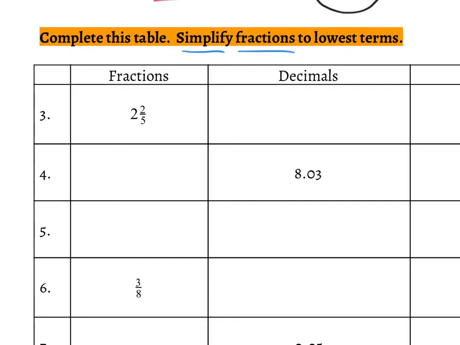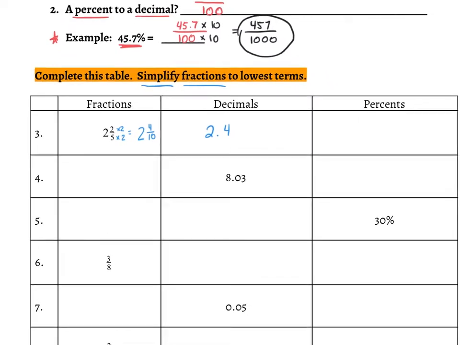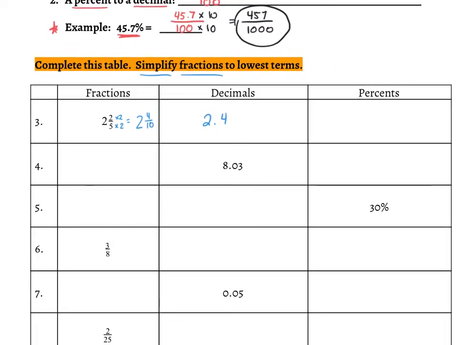On my first one here, to make this fraction to a decimal, I'm going to multiply it here, and I get 2 4/10. So let me write it there. 2 4/10. You write it how you read it. To go from the decimal to the percent, multiply it by 100, you should get 240%. We're multiplying by 100 there.